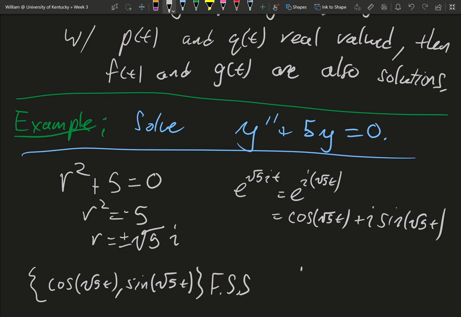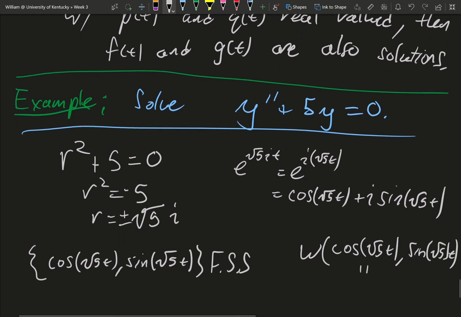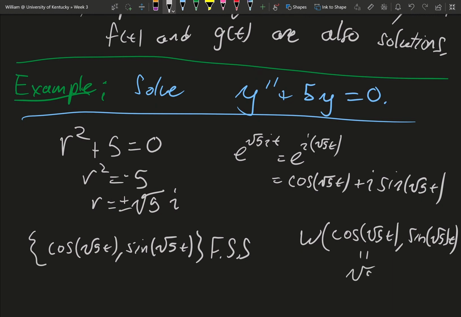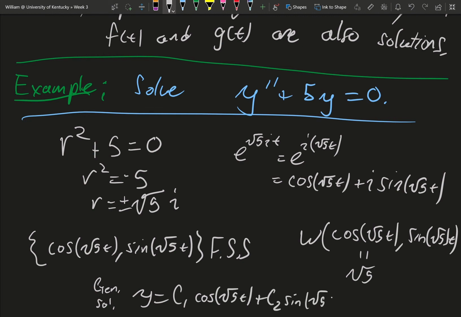Our fundamental set of solutions, you can verify that by calculating this if you want. I believe you should get just the square root of 5 as the answer, which of course is still non-zero. Okay, so then we have our general solution, y equals c1 cosine square root of 5t plus c2 sine square root of 5t.